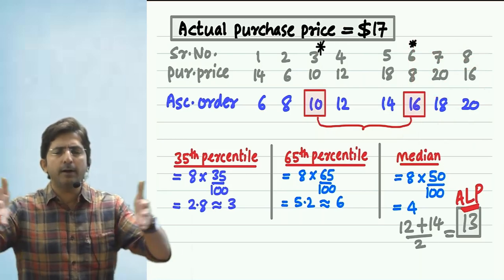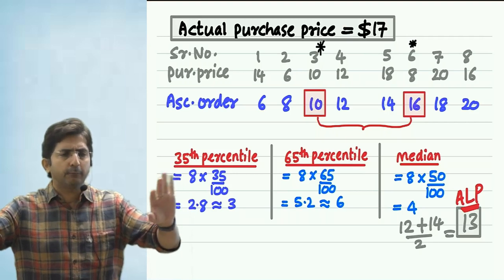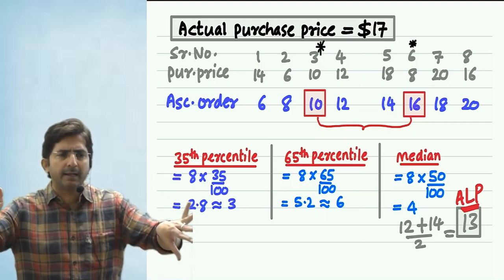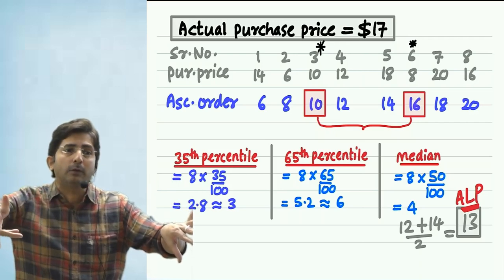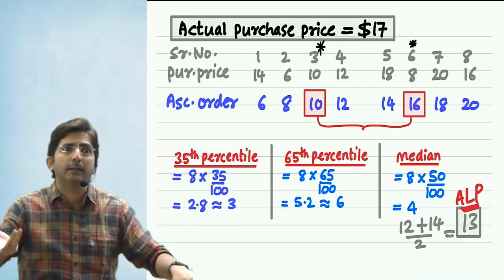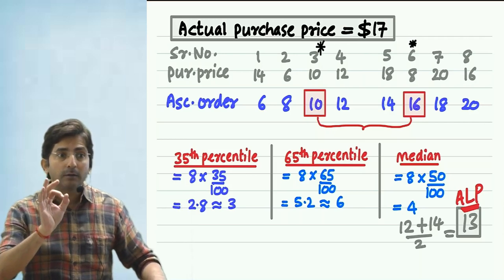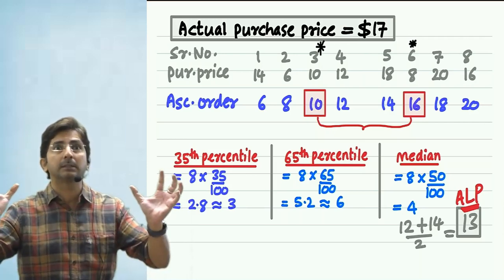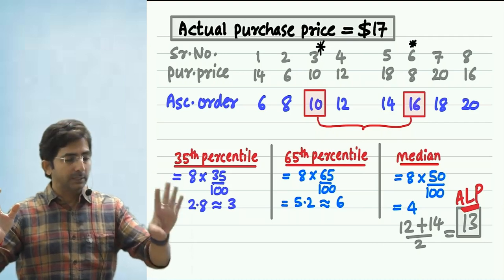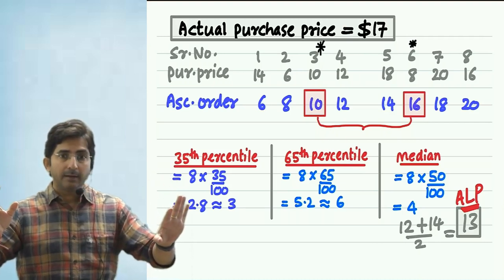In a data of 100, if I remove the lowest 35 and then above 65, what's left is 35 only. What is 100 minus 65? 35. So the idea is, think in terms of 100. If there are 100 prices, I want to remove the lowest 35 and the highest 35.